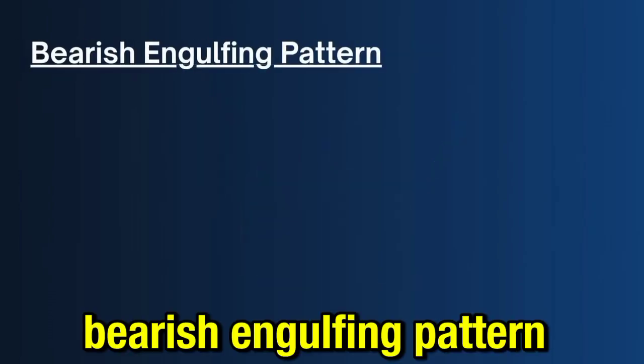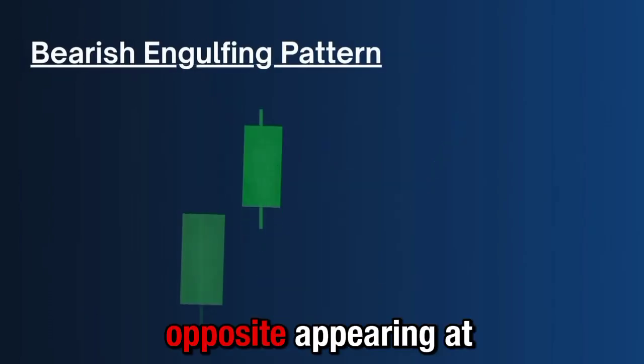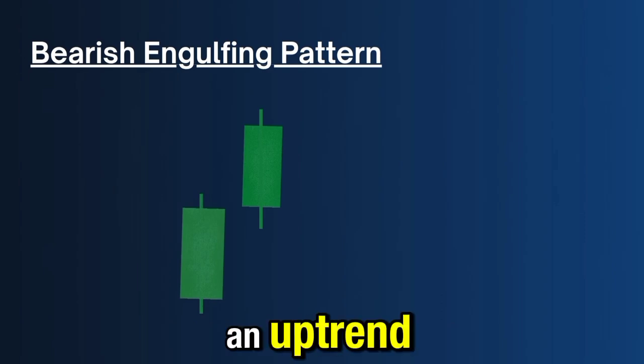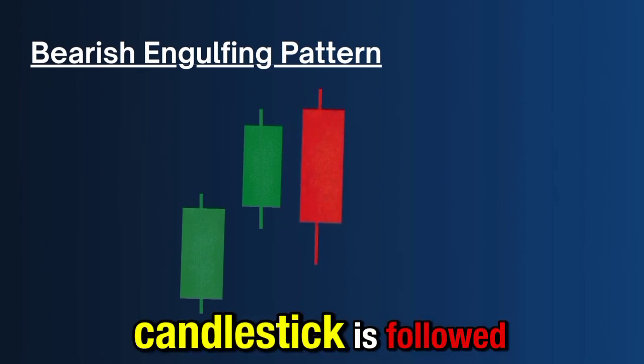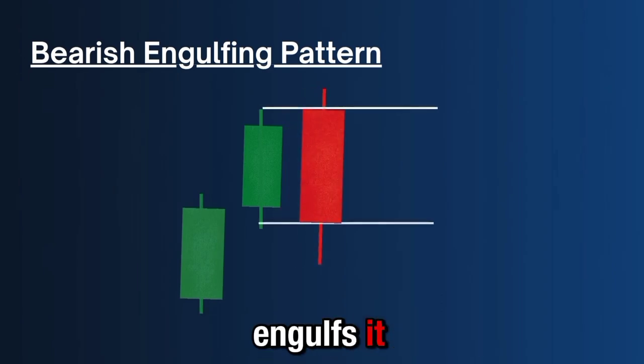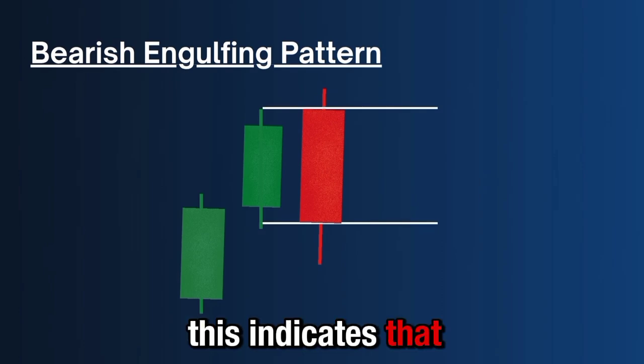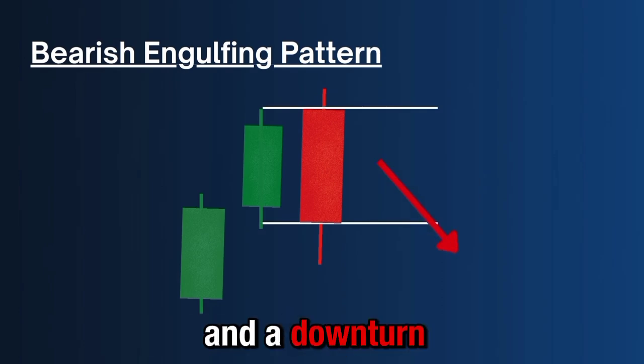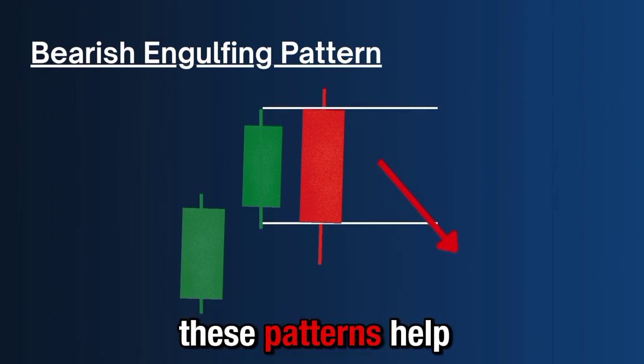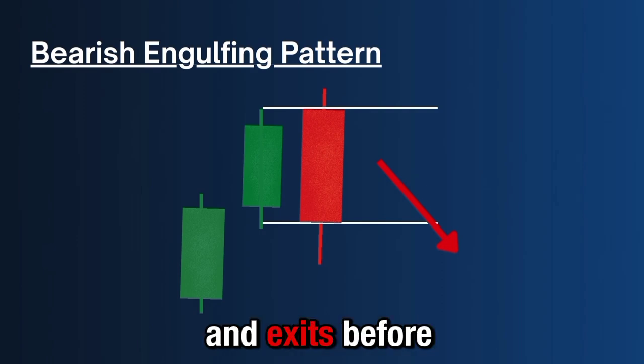Bearish engulfing pattern. This is the opposite. Appearing at the top of an uptrend, a small green candlestick is followed by a large red candlestick that engulfs it. This indicates that sellers have overwhelmed the buyers and a downturn may be starting. These patterns help traders spot entries and exits before big moves.